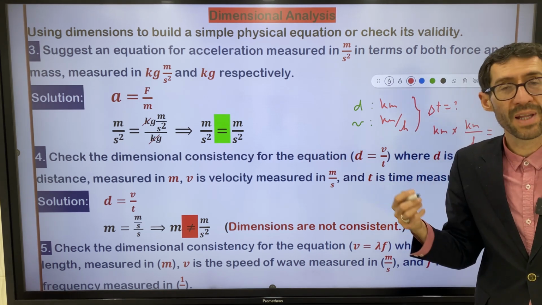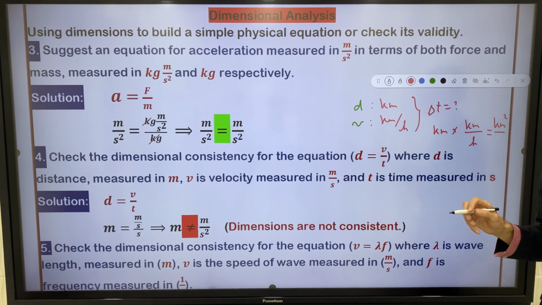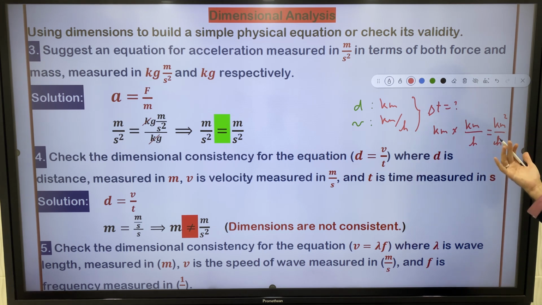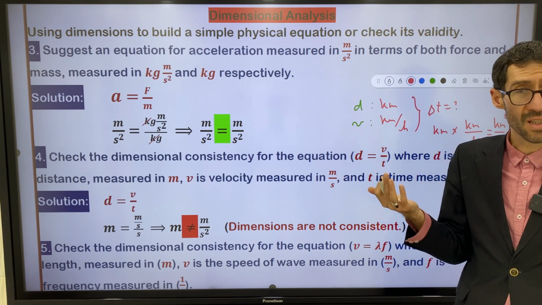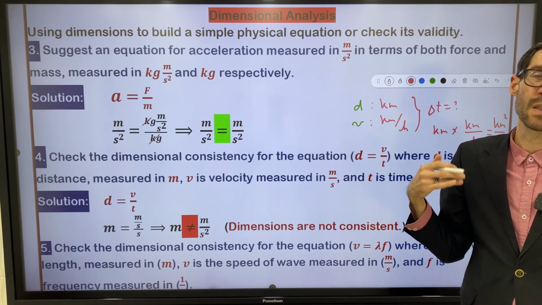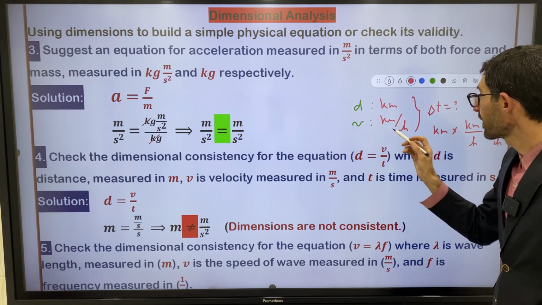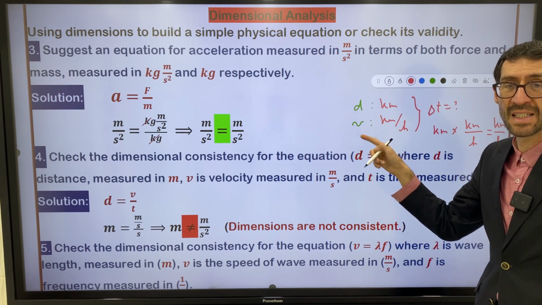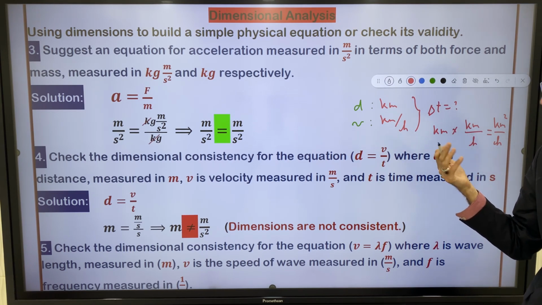Whenever you multiply them together, what do you get? You get this fraction, kilometers squared over hour. Is kilometers squared over hour the unit of time? Of course not, yeah? So this trial failed. I have to look for another trial. So the first trial, multiplication between distance and velocity, failed.